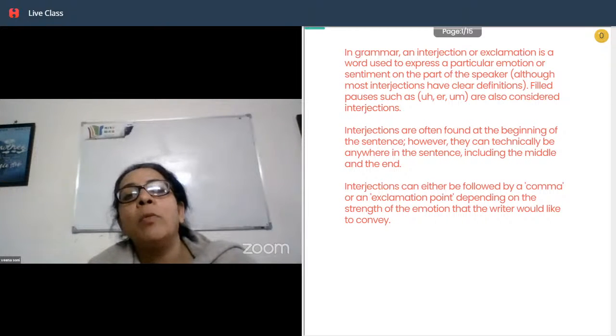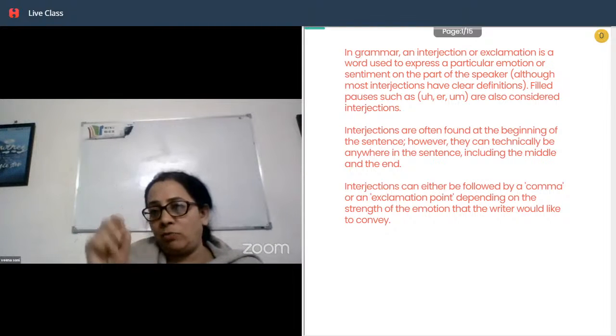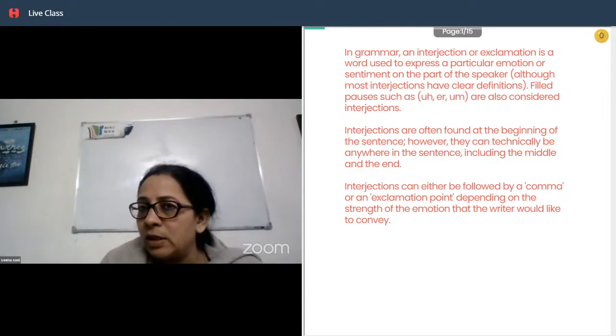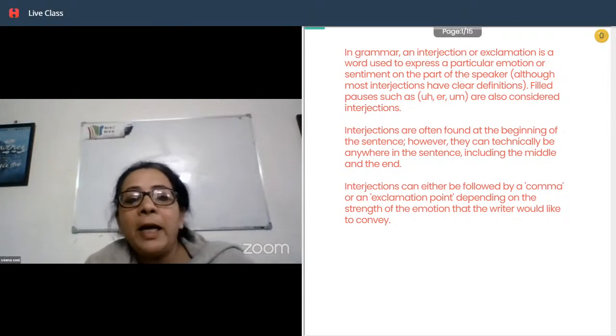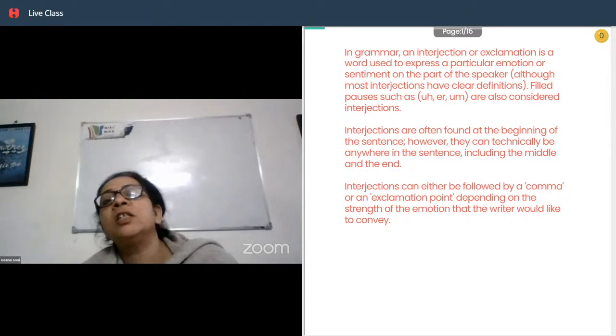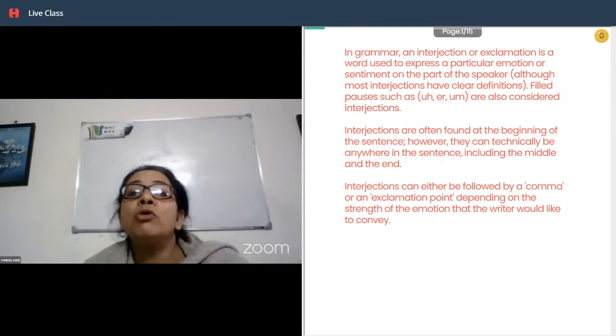Exclamation point and comma, I hope you know what it is. Comma, you know what a comma is, and I hope you know what an interjection is. Single line with a dot there. Why? Depending on the strength of the emotion. Now this is very important for us to understand: how the emotion is coming out.